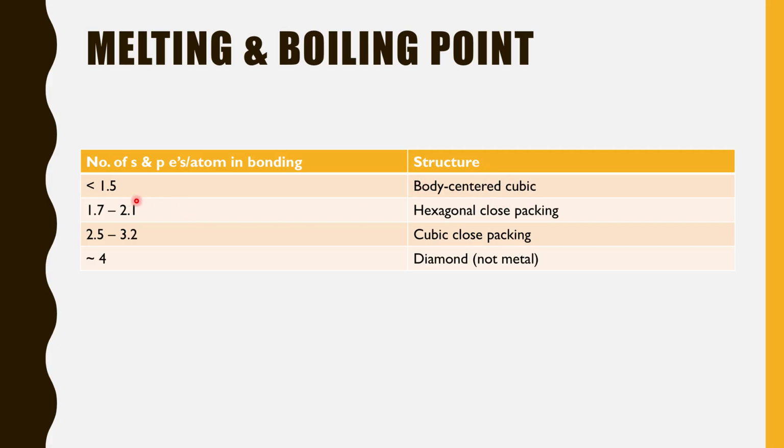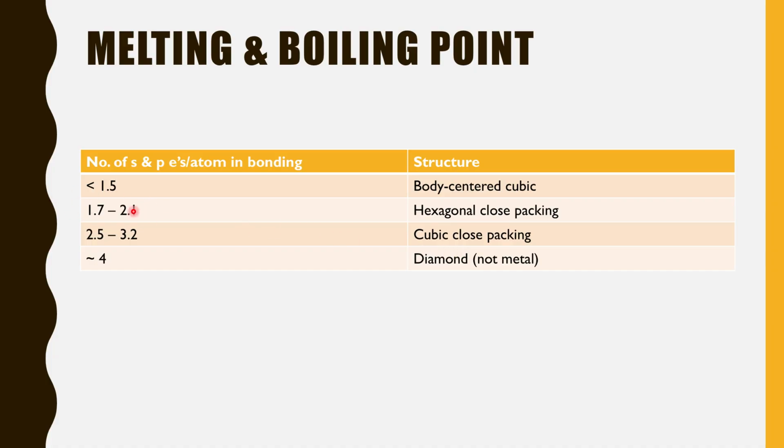Now, when the number of s and p electrons falls in the range of 1.7 to 2.1, you will see HCP, that is hexagonal close packing. Similarly, for 2.5 to 3.2, you will see cubic close packing, and when it is nearing 4, you will see a diamond kind of crystal structure. That is what you find in the case of group 14 elements.